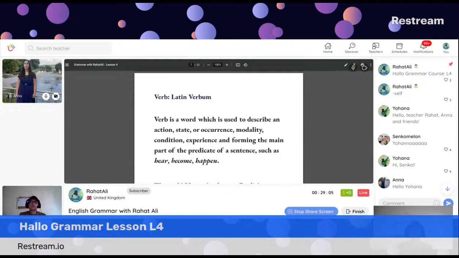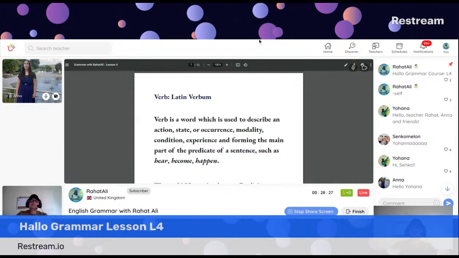These are the human state. Or occurrence, when something happens. What kind of something happens every day or every year? Or modality, do you know the modality meaning? Modality is also human state. It's related to human states. Modality, human modals we call sometimes. And condition, like, oh, he's not well. Okay, it's a condition. He's feeling sick. Or experience, or forming the main part of the predicate of sentence, such as here, become, happen. So this all together we call them verb.